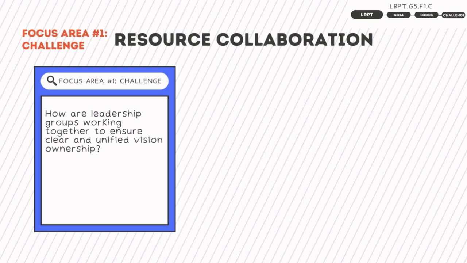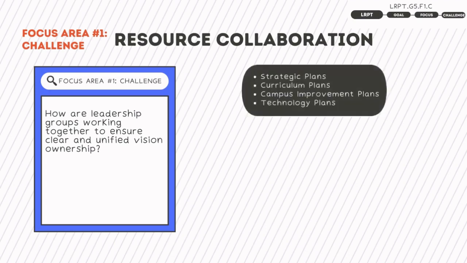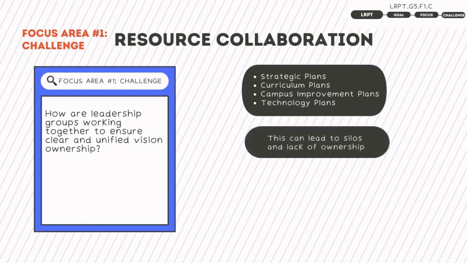LEAs have many priorities and departments that compete for resources. Reflecting on your district, how are leadership groups working together to ensure clear and unified vision ownership? Putting another plan in place can feel daunting since organizations often have many plans already being used. This could include other strategic plans, curriculum plans, campus improvement plans, and technology plans. This often leads to silos and lack of ownership. For example, the curriculum staff may not take the ownership of a technology plan.